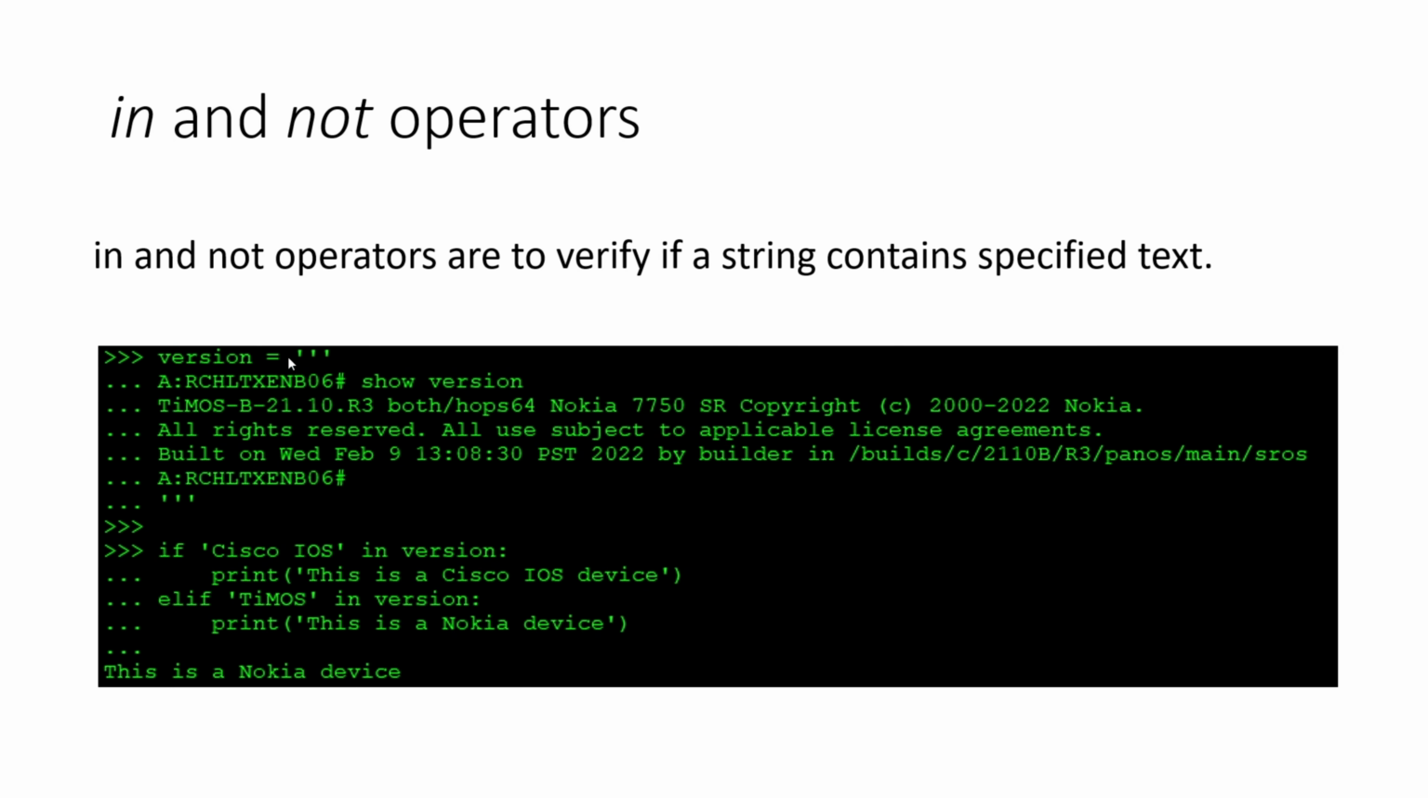In this example, I'm using the in or not operators to verify a specific text again, but this time I'm going to use it to determine the model or the platform, the manufacturer of a device. I can simply check if Cisco iOS is contained in the output of show version, then I can assume it's a Cisco device. If I find the string TMOS in the output of show version, then I know that device is manufactured by Nokia.